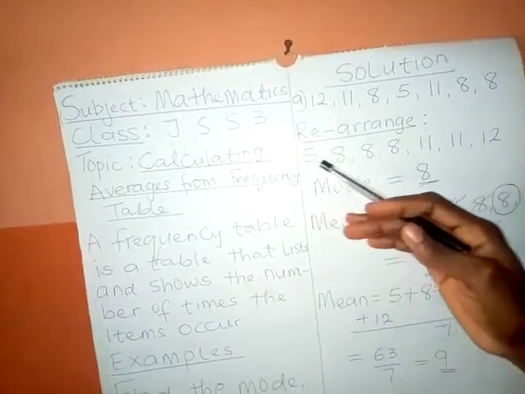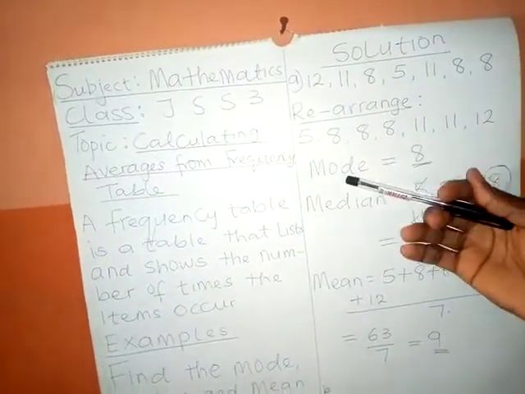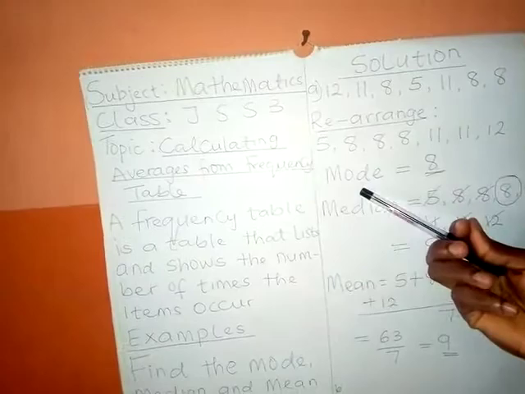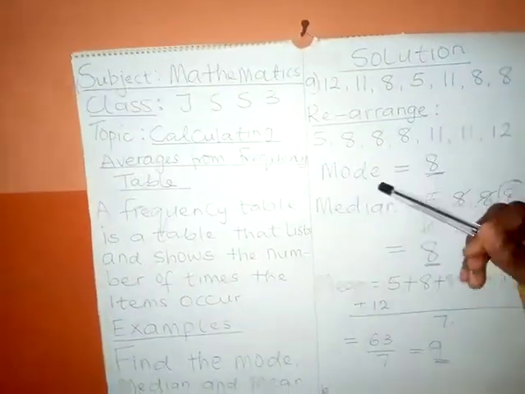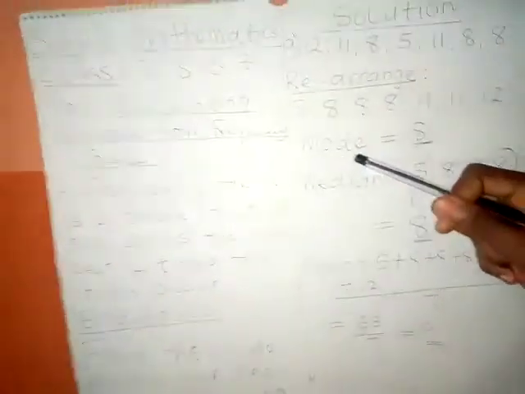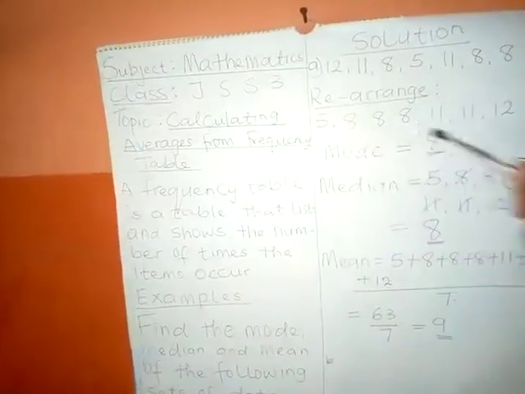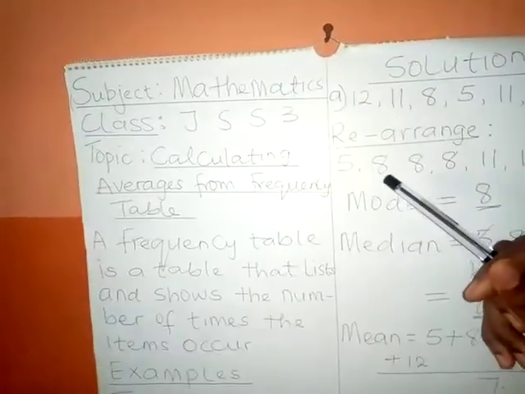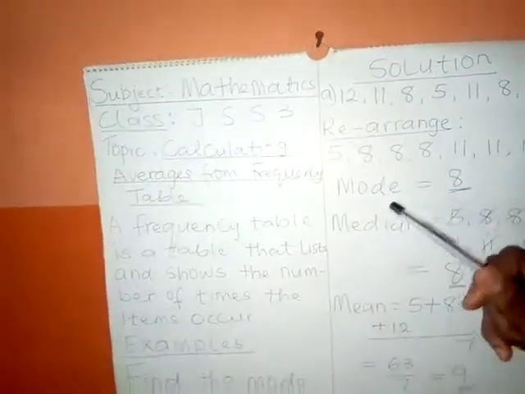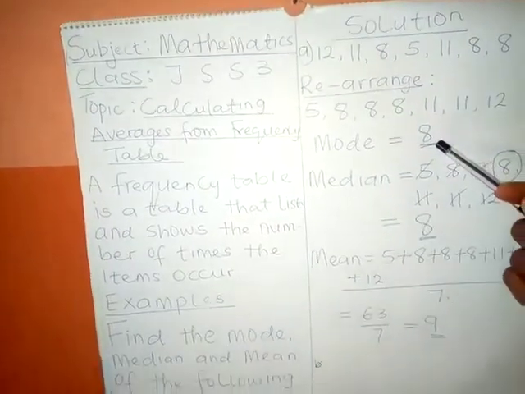Now, from this arrangement, how do we get our mode? What is a mode? If you can recall, we said mode is the number that appears most in the data. Now, the number that appears most here is what? 8. So our mode is 8.